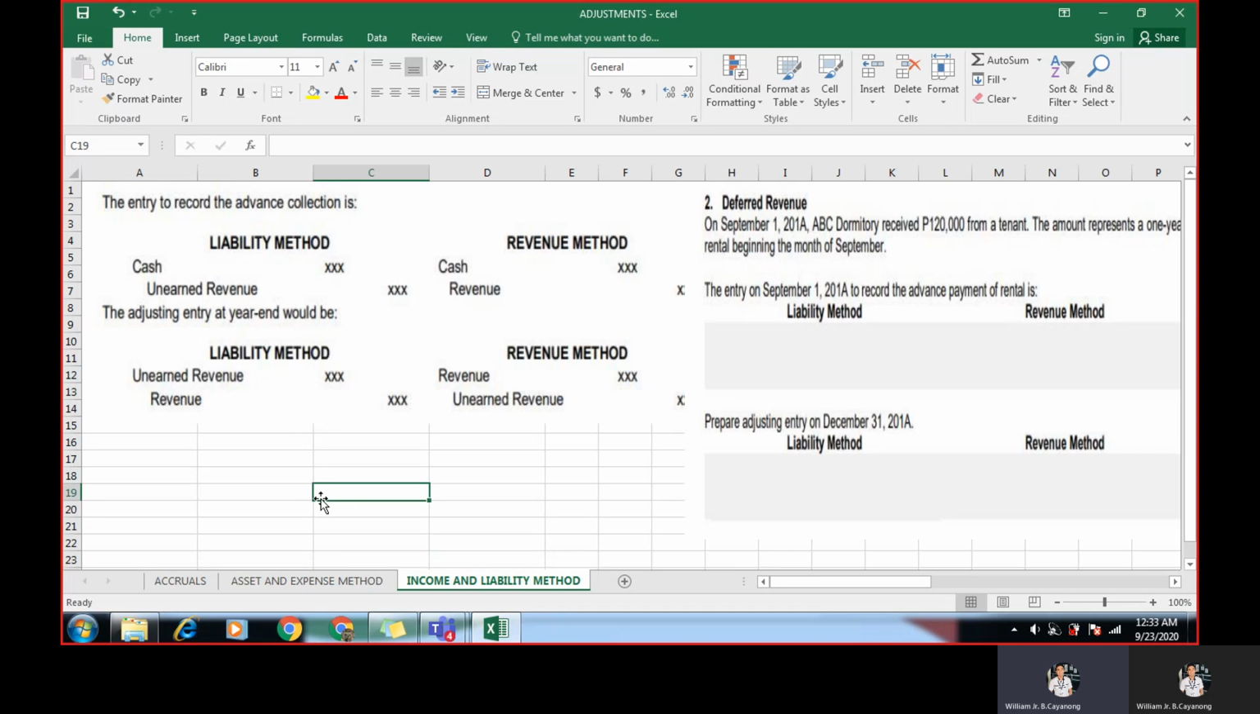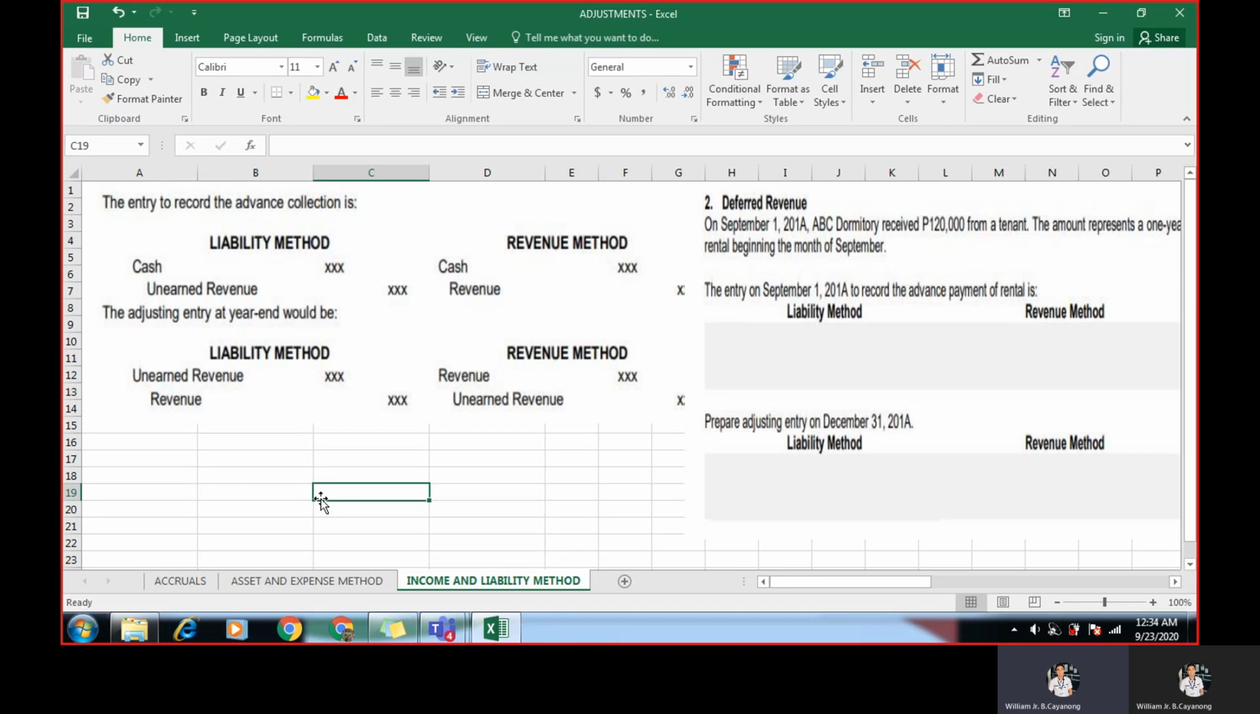Under this method, the account credited upon the collection or receipt of the cash is a liability account. So upon adjustment, such liability account will be debited and an appropriate revenue account is credited, and thus the earned portion is recorded. While in revenue method, the account credited upon collection or receipt of cash is a revenue account. Upon adjustment, such revenue account is debited and a liability account is credited. Thus, the unearned portion is recorded.